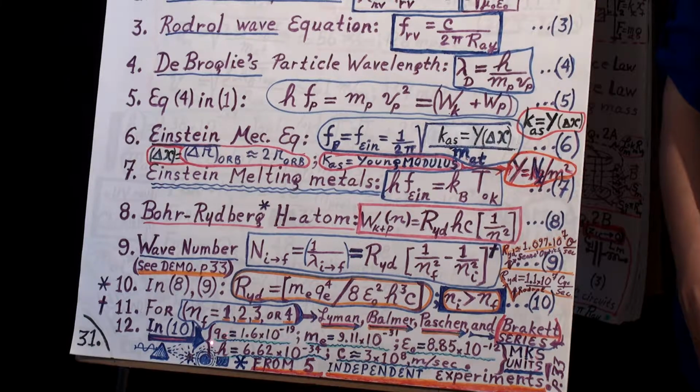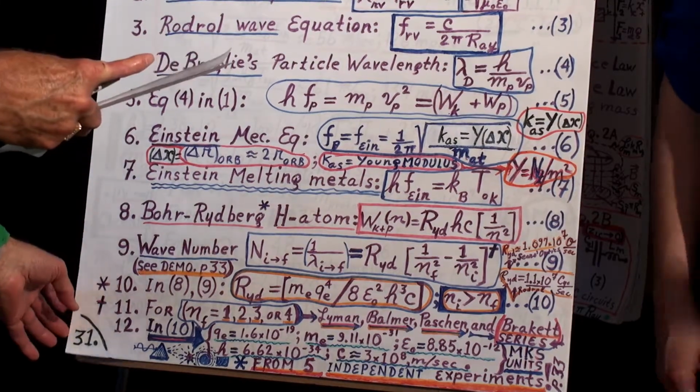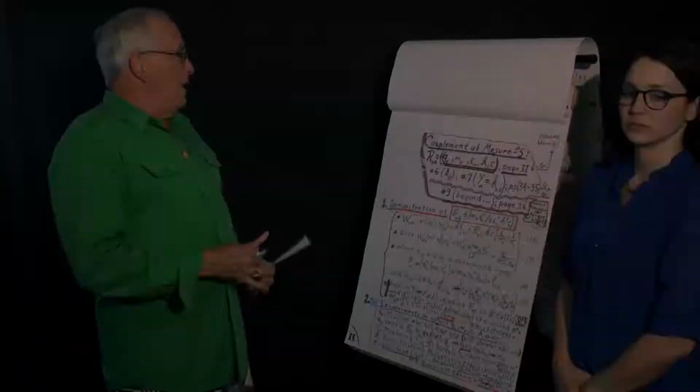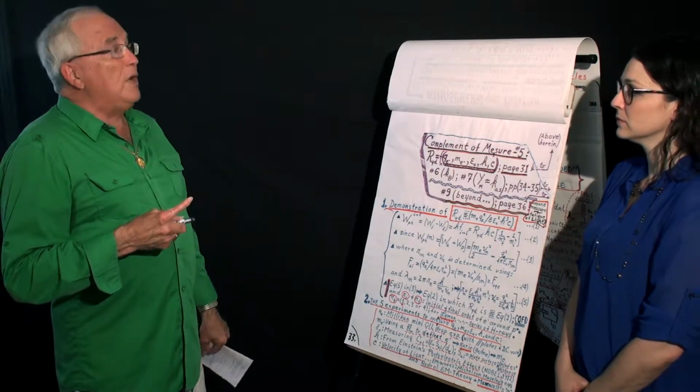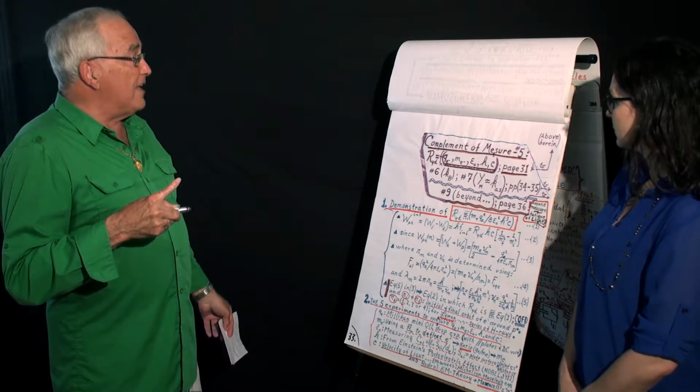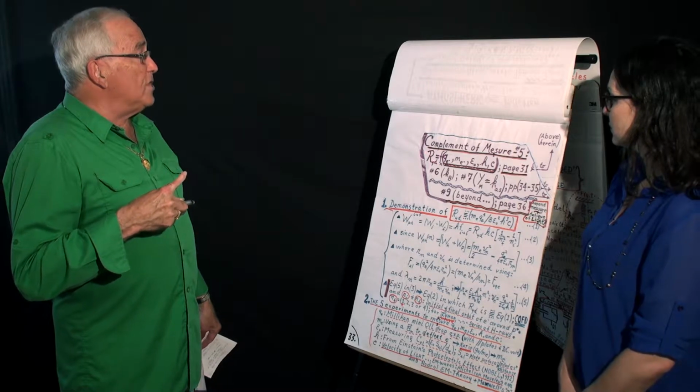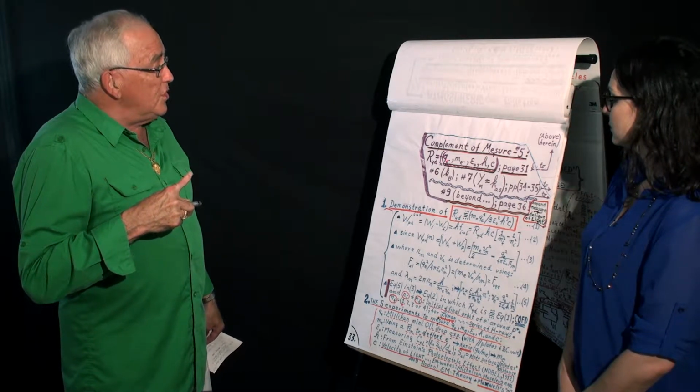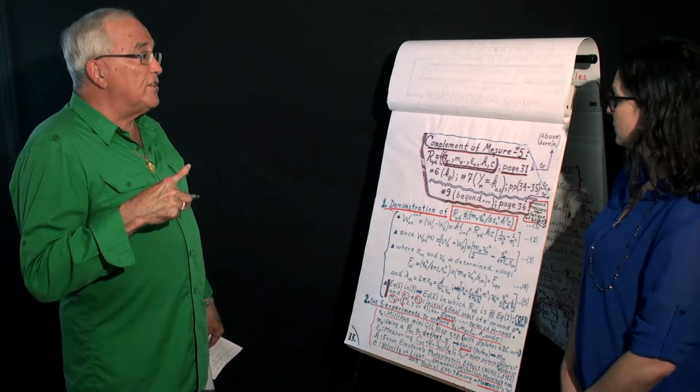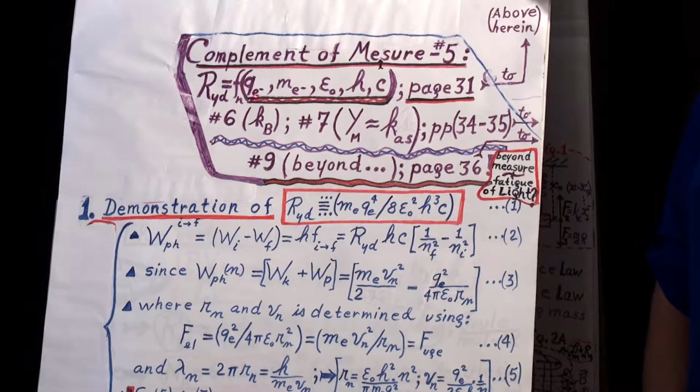So here we know the value of all these constants that have been measured, and here we go to another page. So here we have a complement of measure number 5 that I call the measure of the Rydberg constant as a function of all these constants. So when we measure this with the spectrum of hydrogen, it gives us a way of showing that everything is coherent with our measure. So here, demonstration, I demonstrate the actual value expression for Rydberg constant, which I've shown you earlier.